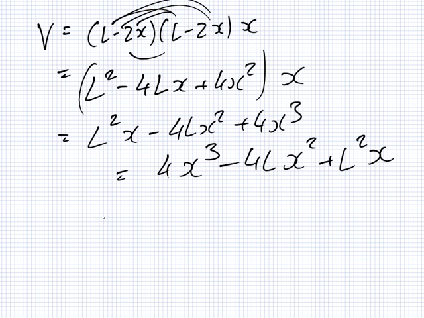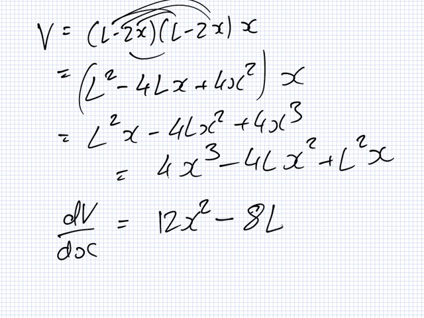Alright, so what do we need here to find the maximum? Derivative. So what's the derivative here? Now just be careful with the L. You need to think of the L like a constant. So what's the first one? 12x squared, minus 8Lx, plus L squared. No, because this is like a constant and this is the x.